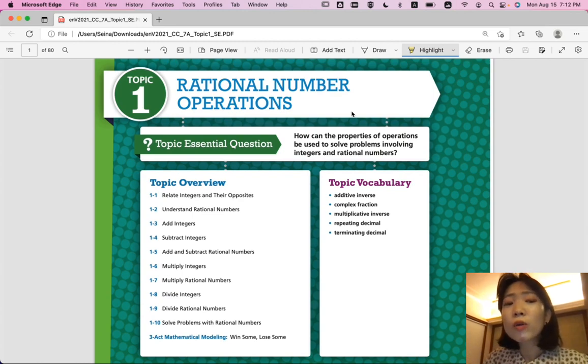Okay, so last year we did talk about the operations and we learned how to do fraction operations, decimal operations, and whole number operations. But in this topic, we'll study more about different groups of numbers and try to identify the differences between them. The topic essential question is, how can the properties of operations be used to solve problems involving integers and rational numbers?